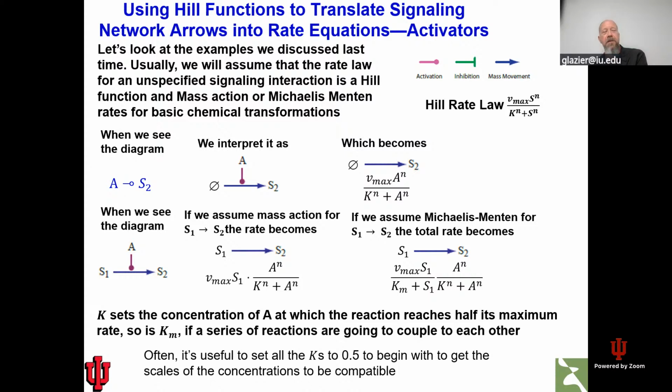And as I think I mentioned last week when we were doing the autocatalytic circuit, Herbert set capital K equal to 10. And that scales A between 0 and 20. And I made the sort of cryptic comment that I like to use capital K equal to 0.5 because that keeps the value of A between 0 and 1.